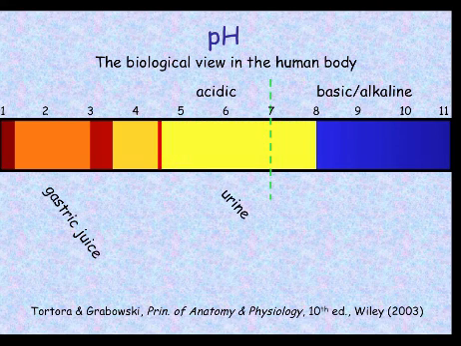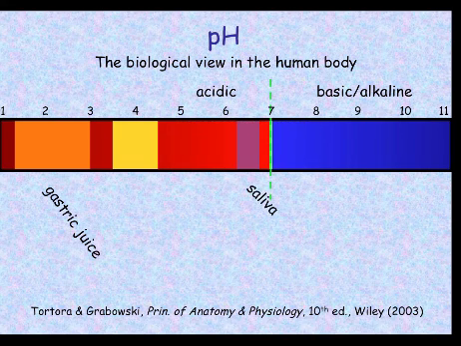Urine, you can see, has a broad range from 5 to 8. I would imagine it has something to do with what you're eating. Saliva has a pH that's less than 7, which means it's slightly acidic, and that's what starts breaking down the food.